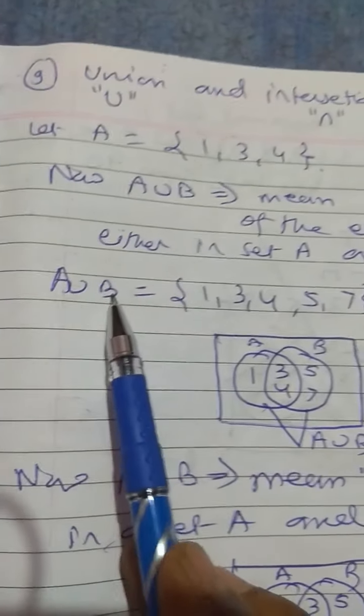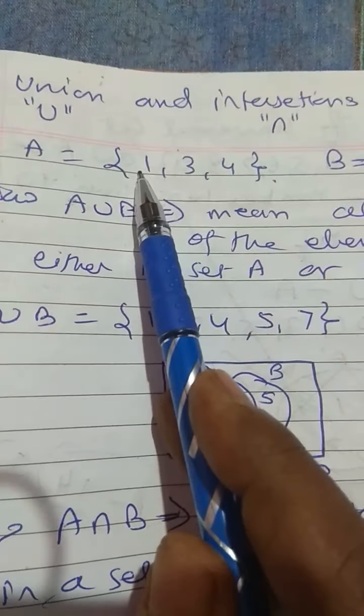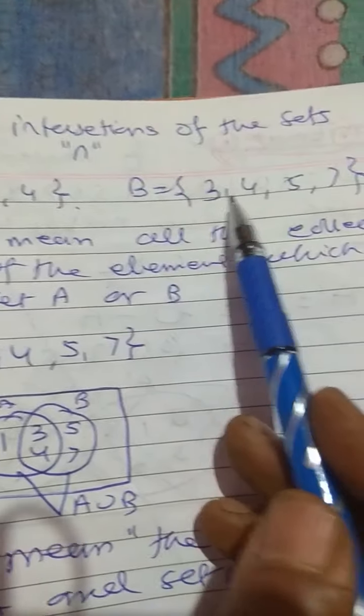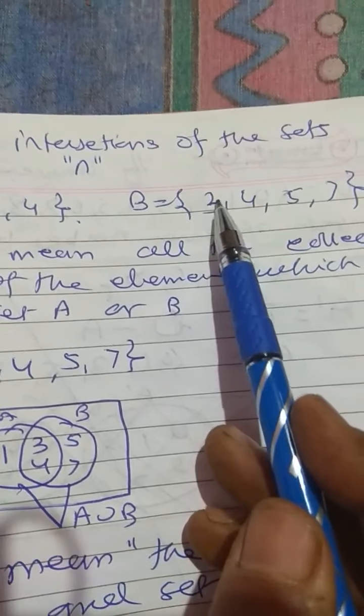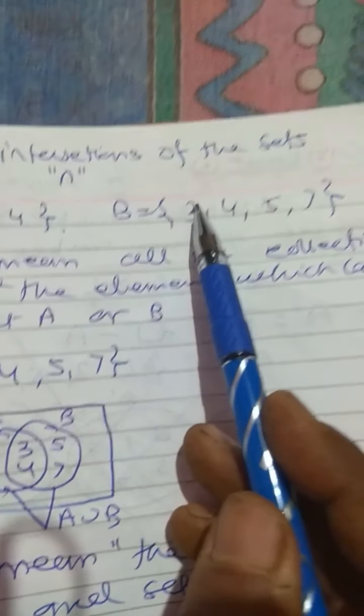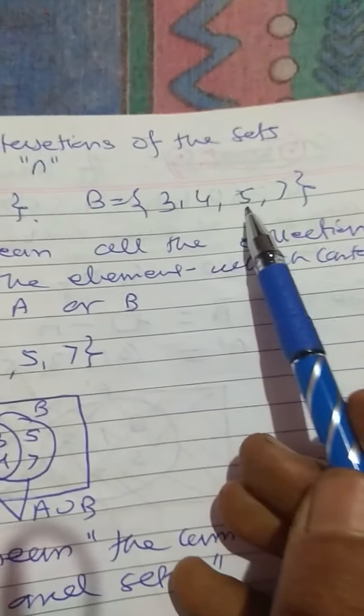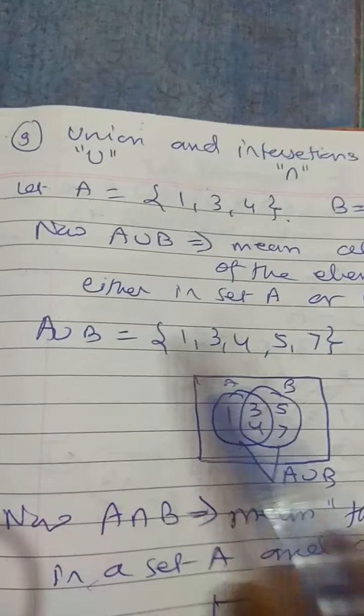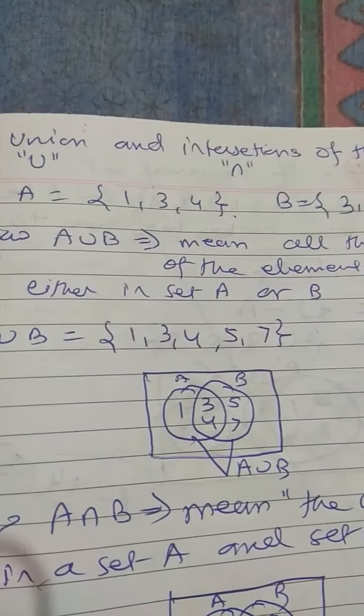It means for A union B, we write all the elements of set A: 1, 3, 4. And from the remaining elements of set B, whatever is not already included, we write. We have 3 and 4 already in A union B, so we can neglect them, and the remaining elements are 5 and 7. So that is called A union B.